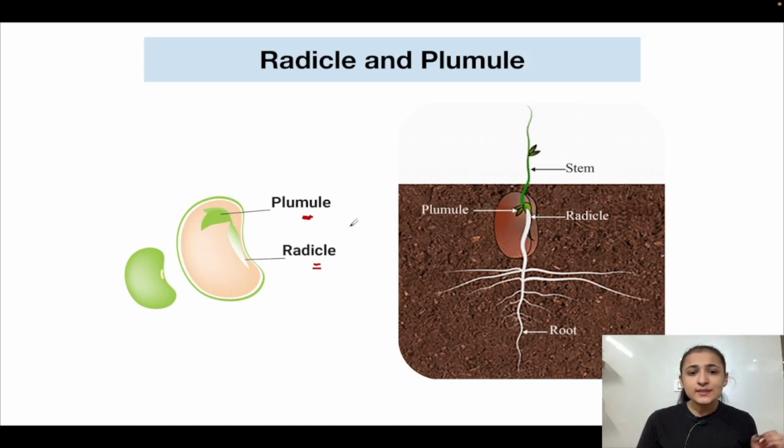As you can see, if we put this seed into soil and it germinates, what will come first? First of all, the radicle will come, which will give rise to the root system. After the radicle has shown some growth, the shoot system will develop. That is, the plumule will develop, grow, and produce the stem and ultimately the shoot system.